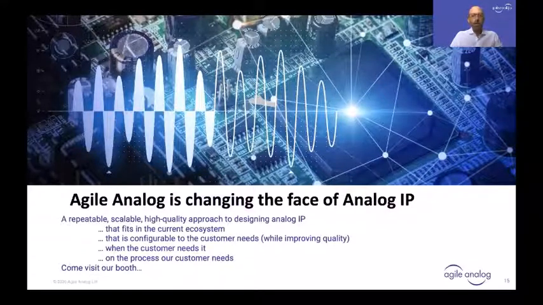So, a quick summary: Agile Analog, we're changing the face of analog IP. We provide a repeatable, scalable, high quality approach to designing analog IP, which fits into the current ecosystem. The IP is configurable to the customer's needs with high quality. It's available when the customer needs it and on the process that you need it.